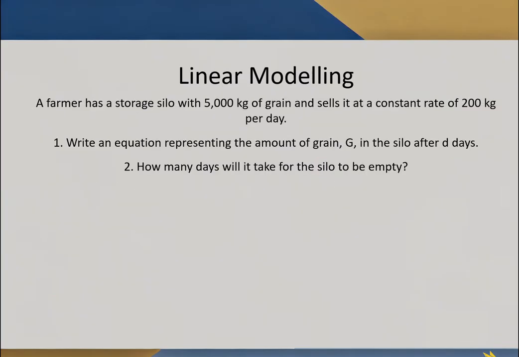A farmer has a storage silo with 5,000 kilos of grain and sells it at a constant rate of 200 kilos per day. So the more we sell, the more grain that we are going to lose out of the silo. So again, if I draw this quickly, it's referring to the amount of grain we have, and it's referring to days, or I always refer to X as time. Of course, it's how many days it would take for it to be empty, and that is time.